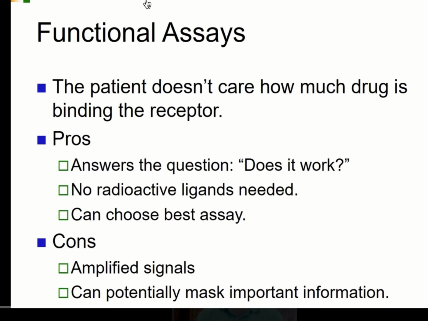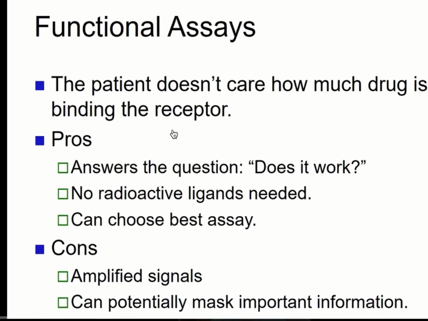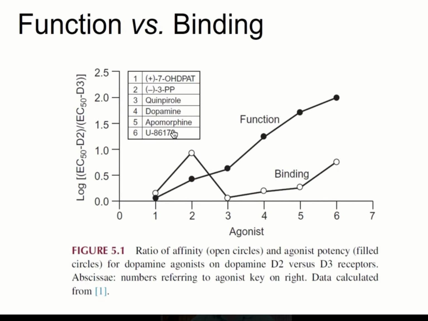One of the biggest drawbacks with functional assays, and we've talked about this in terms of the cellular response, is that all of our signals are amplified. And when you amplify things, you start to lose some detail, and we will see some of that. Because of that, we can lose some very important information that we can get from a binding assay, but we can't get from a functional assay.